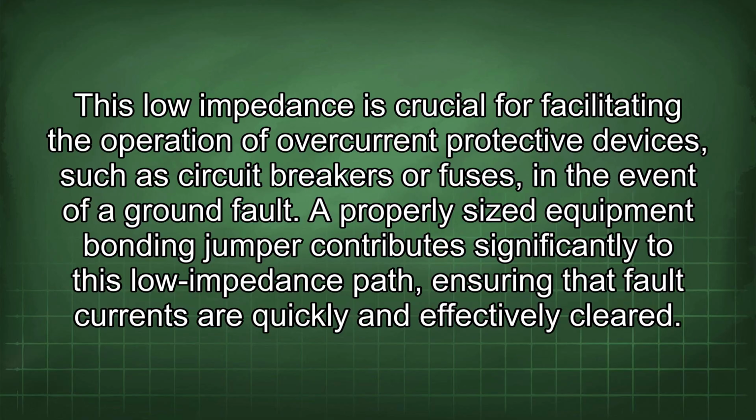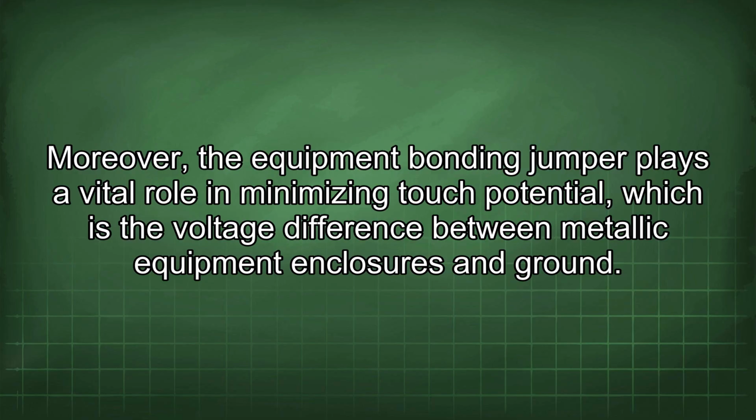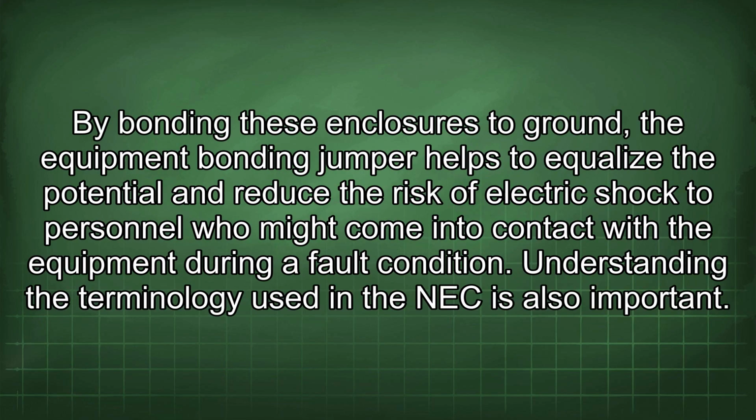A properly sized equipment bonding jumper contributes significantly to this low impedance path, ensuring that fault currents are quickly and effectively cleared. Moreover, the equipment bonding jumper plays a vital role in minimizing touch potential, which is the voltage difference between metallic equipment enclosures and ground. By bonding these enclosures to ground, the equipment bonding jumper helps to equalize the potential and reduce the risk of electric shock to personnel who might come into contact with the equipment during a fault condition.